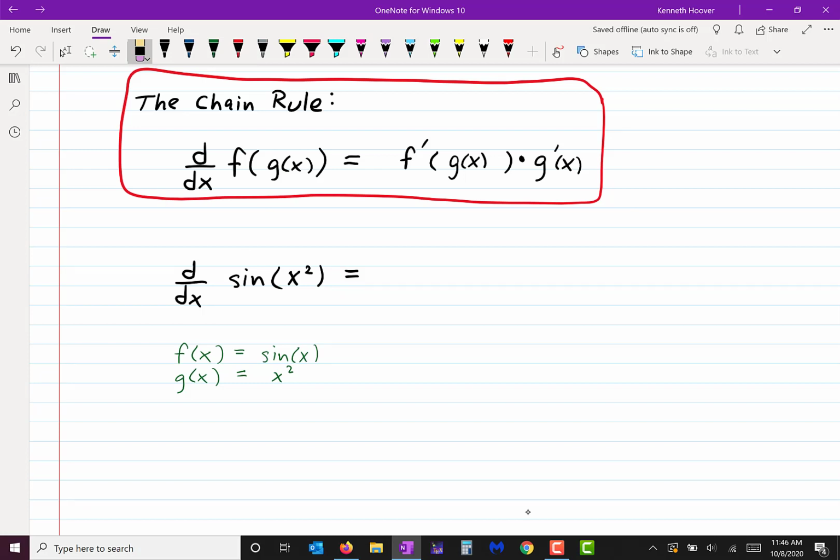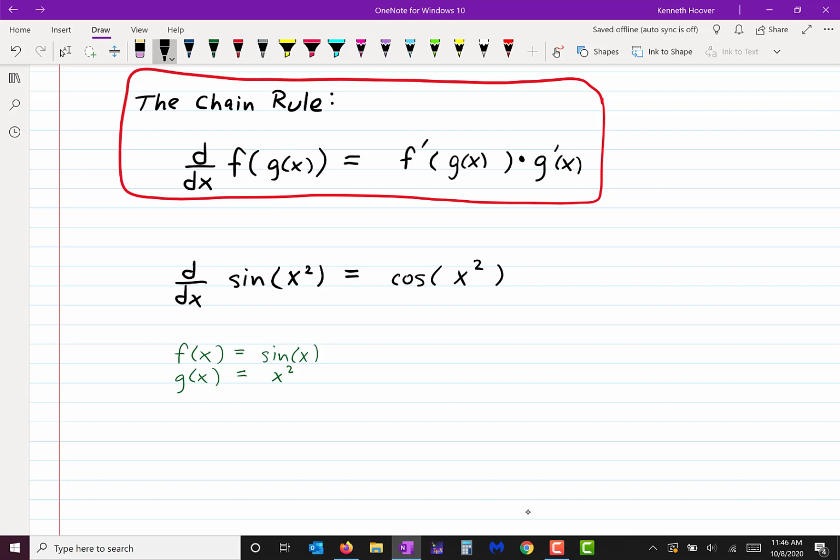It says calculate f prime. So what's the derivative of sine? It's cosine. And into that function we plug in what? g of x. So I'm going to get cosine of x squared.